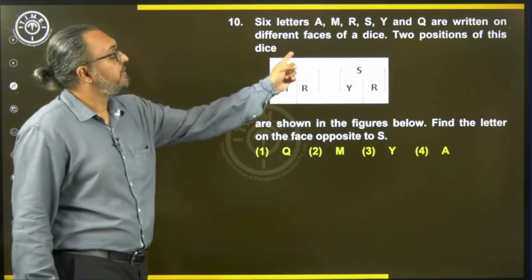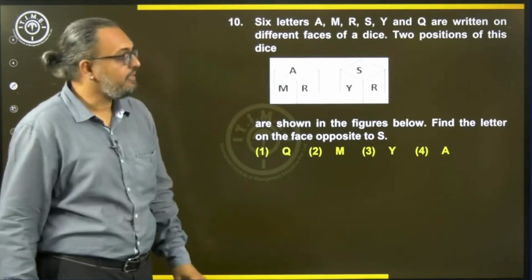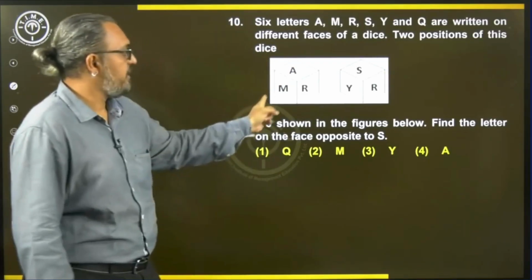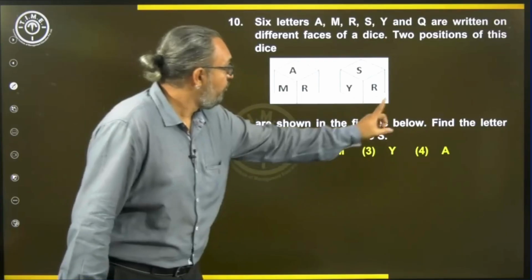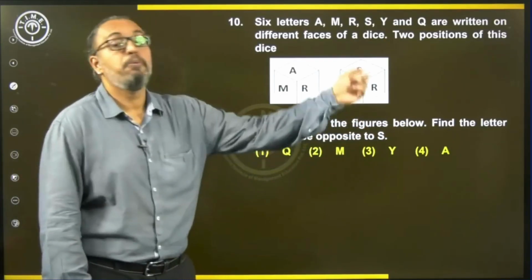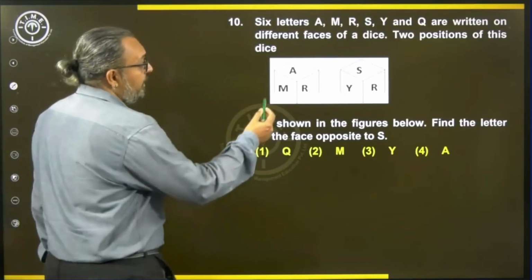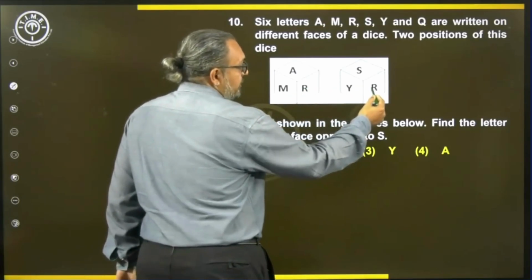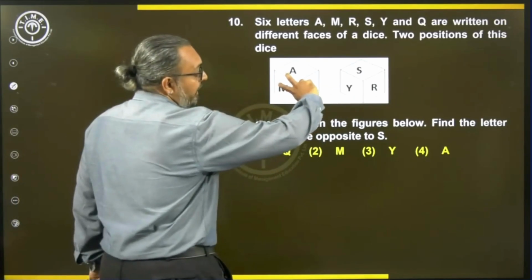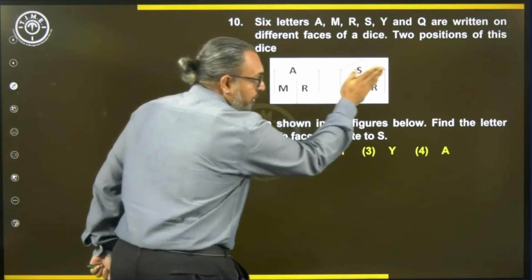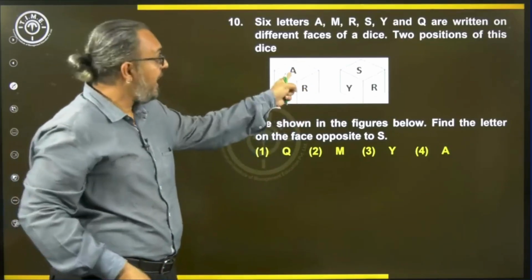Now 6 letters A, M, R, S, Y and Q are written on different faces of a dice. 2 positions of this dice are shown in the figures below. Find the letter on the face opposite to S. Now look at this. You have R, that is the only common alphabet. Now what happens? I can rotate it by 180 degrees so that R remains the same. And if I rotate 180 degrees, A will come at the bottom.